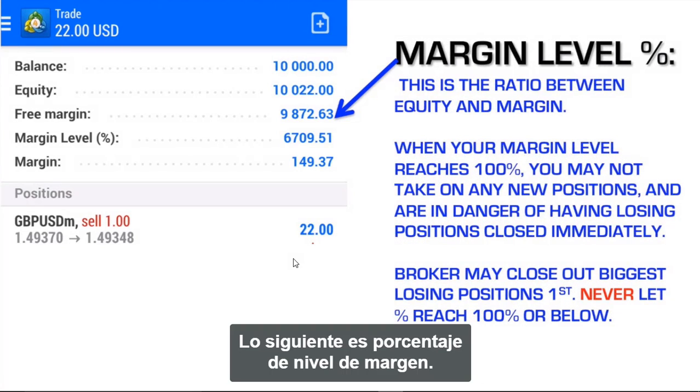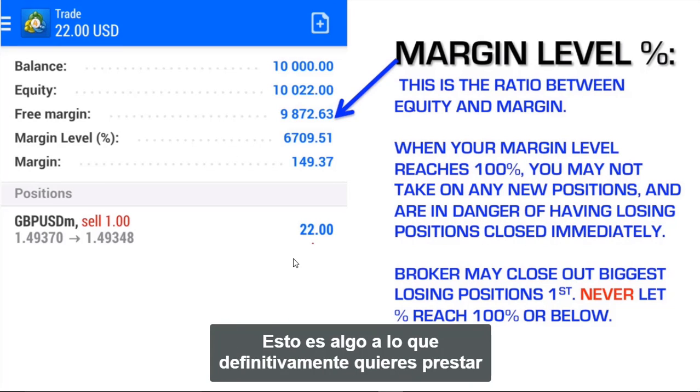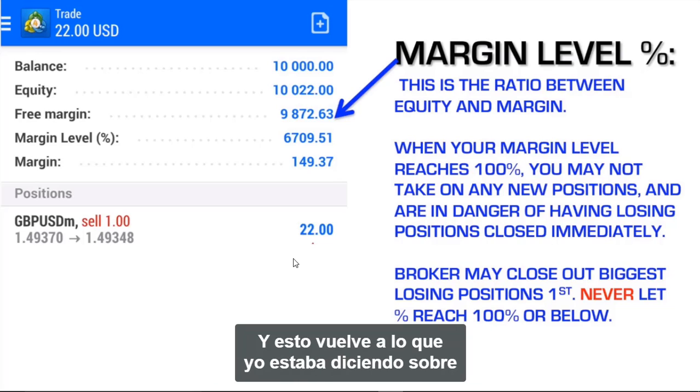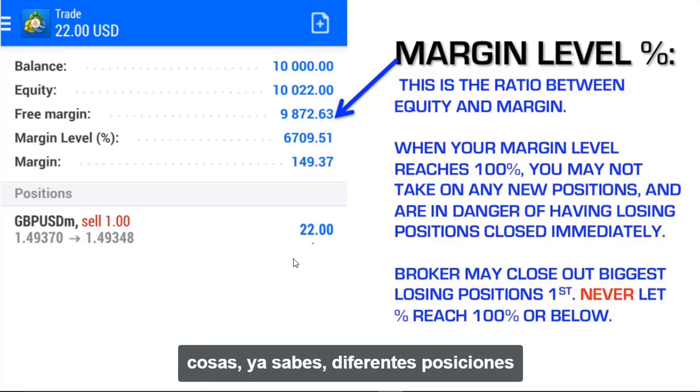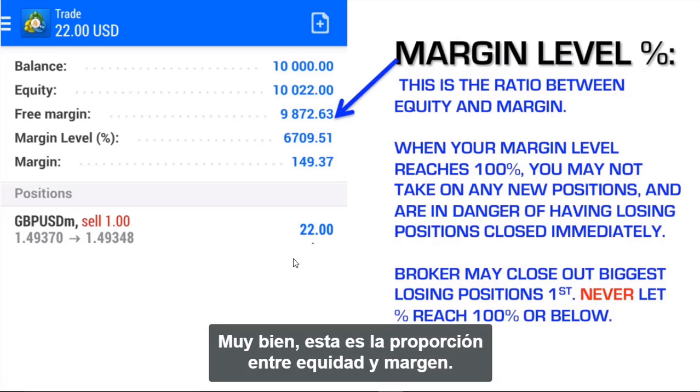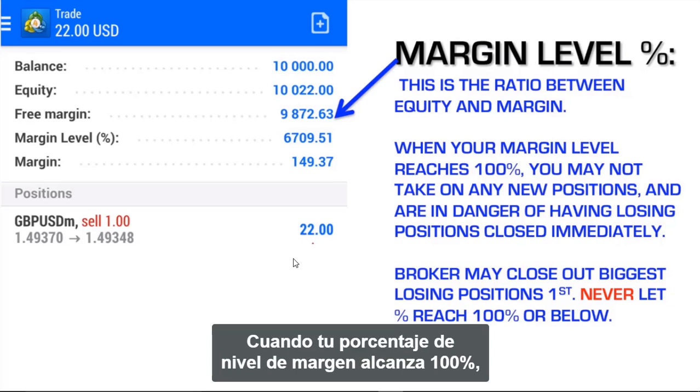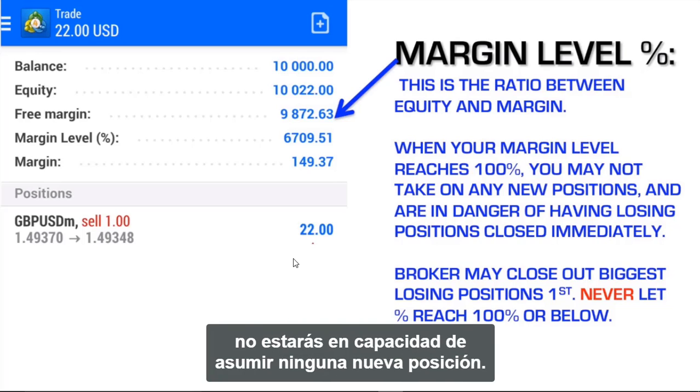The next one is margin level percent. Now, this is something that you definitely want to pay attention to. And this kind of goes back to what I was saying about free margin, why you shouldn't have multiple different options trading out of the same account. Right? This is the ratio between equity and margin. When your margin level percent reaches 100%, you are not going to be able to take on any new positions.